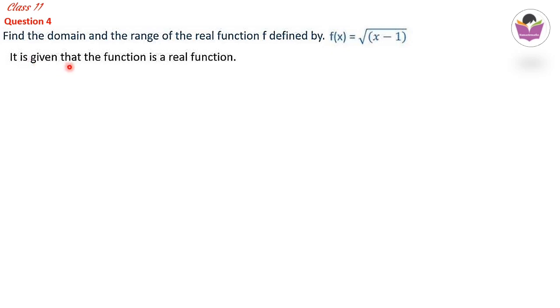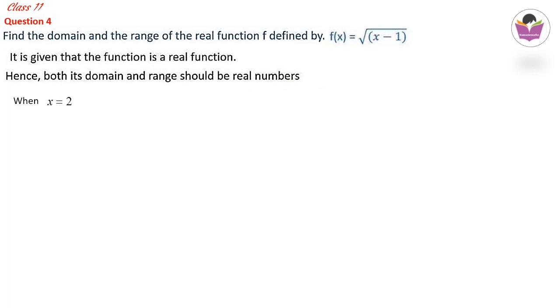It is given that the function is a real function. It's already discussed. Real function means both its domain and range should be real numbers, or any subset of real numbers also, not a problem. When x is equal to 2, let's try. When x is equal to 2, I'm just replacing x with 2. f of x is equal to root of this 2 minus 1. Root of 2 minus 1 is root of 1. Root of 1 is 1. So when I give x as 2, I'm getting y as 1. Means f of x as 1.